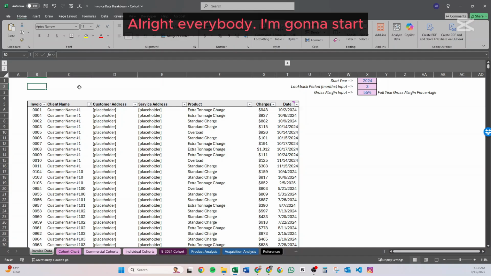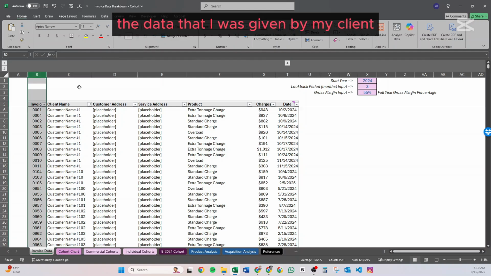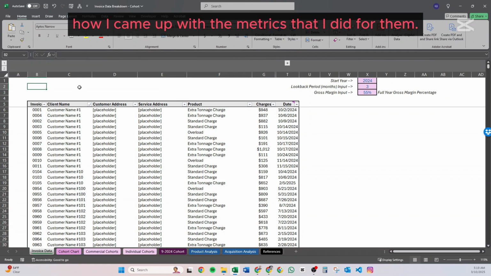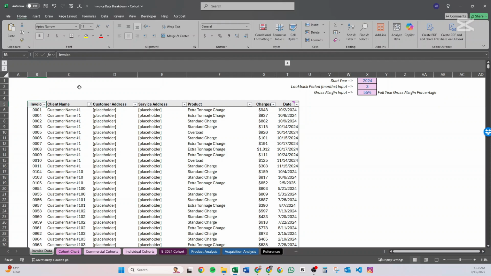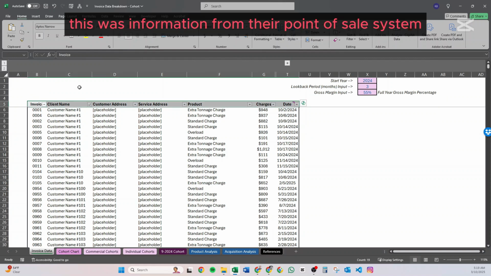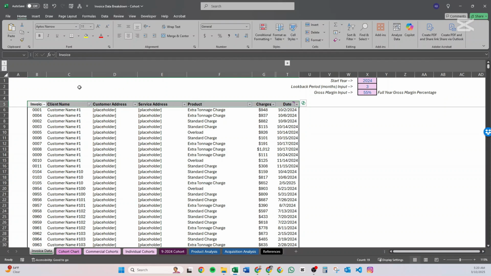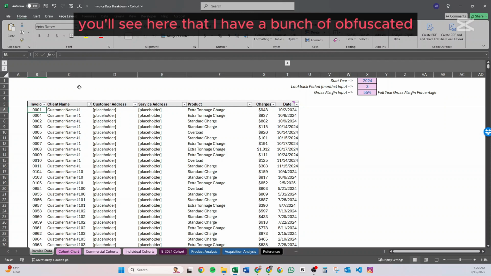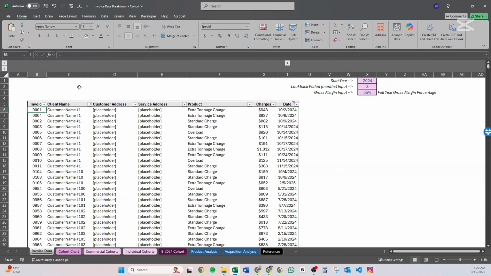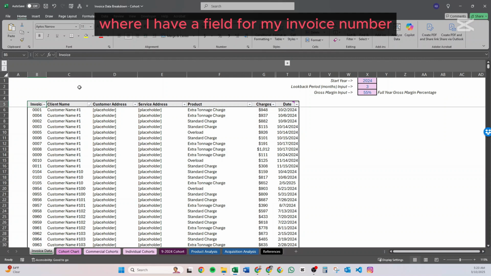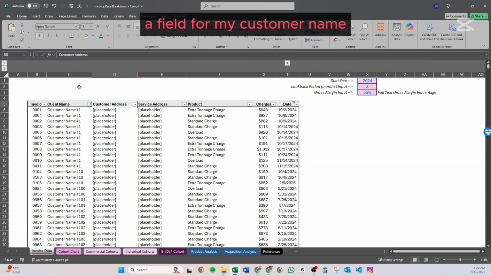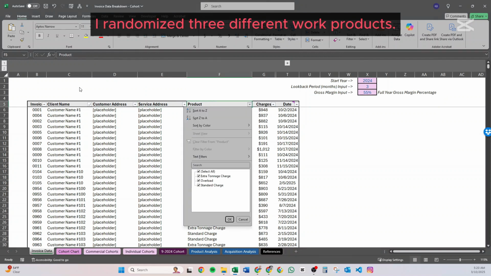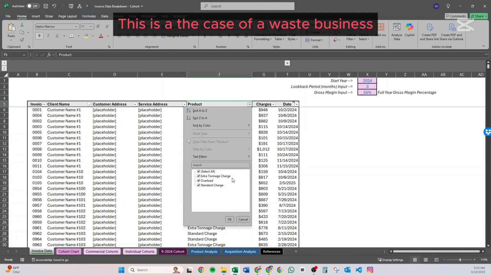All right, everybody. I'm going to start this case study by walking through some of the data that I was given by my client and then show you ultimately how I came up with the metrics that I did for them. So this was information from their point of sale system that is effectively just the invoices that they billed their customers. You'll see here that I have a bunch of obfuscated information, where I have a field for my invoice number, a field for my customer name, the customer's address, the service address. I randomized 3 different work products. This is the case of a waste business.